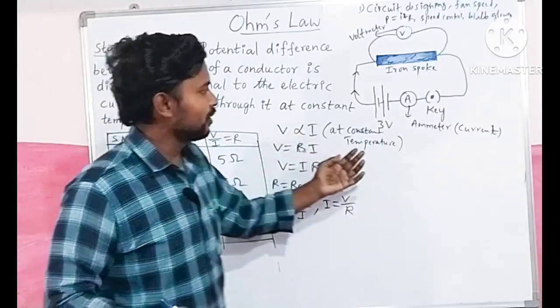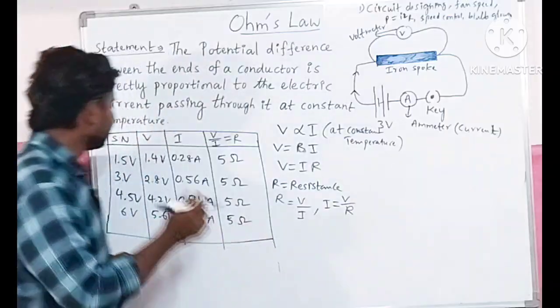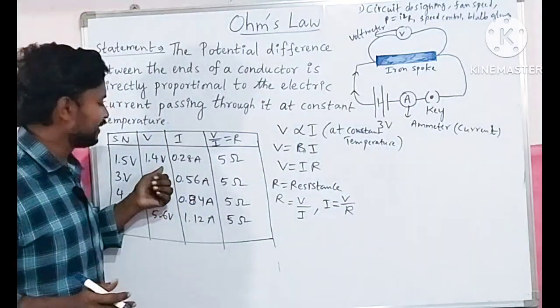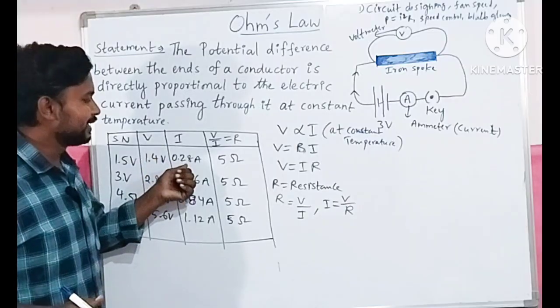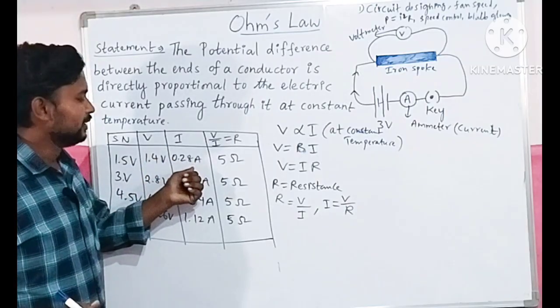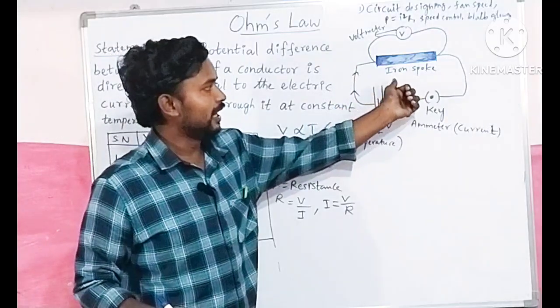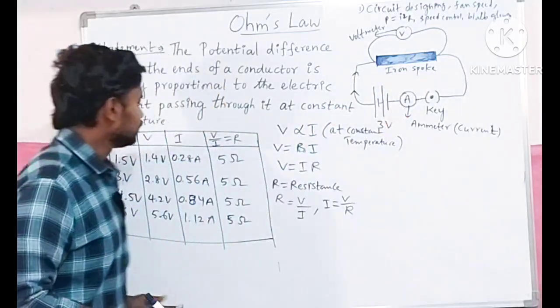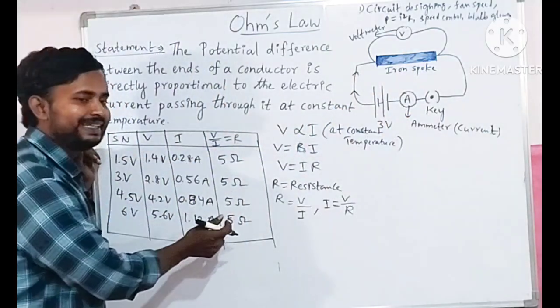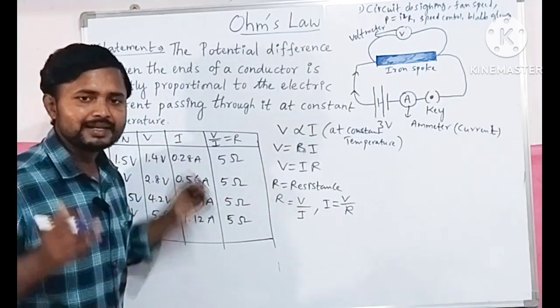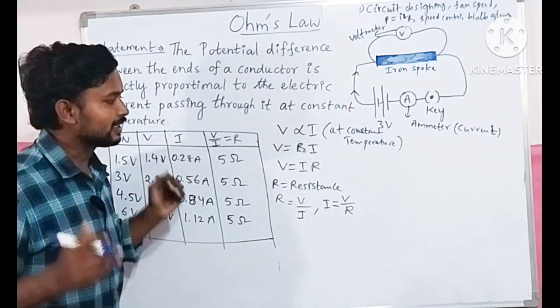In the first case, when we take the 1.5 volt dry cell, the voltmeter reading shows 1.4 and the ammeter reading current is 0.28. Here I have taken the conductor as an iron spoke. When we find the ratio between V by I, in all cases it is a constant.